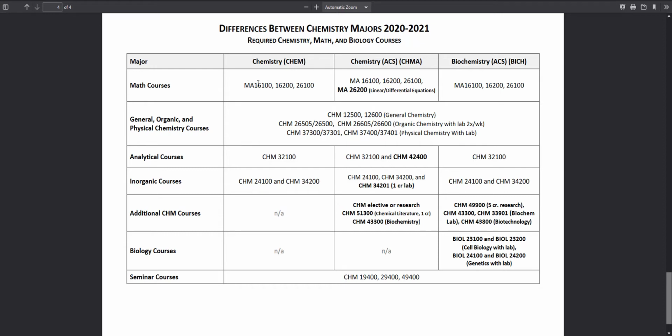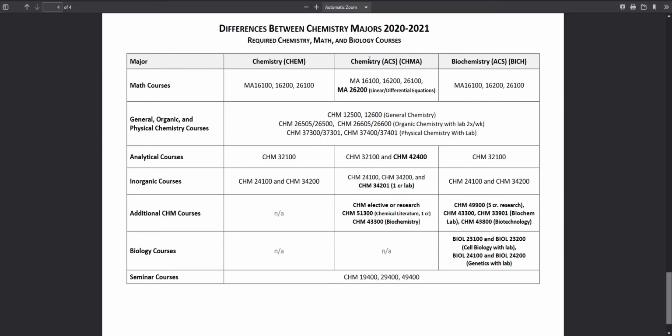So for math, pretty much everybody in chemistry has to take Calc 1, 2, and 3: 161, 162, 261. The big difference is in ACS, you have to take Math 262. That's linear and differential equations. You can choose to take 262 or you can choose to take linear and differential as two separate classes. So for Gen Ed, for general chemistry, organic, and PChem, everybody takes the same classes, right? Analytical, so chemistry, ACS, the analytic has a little bit more coursework when it comes to chemistry. And here's where some of the differences really shine.